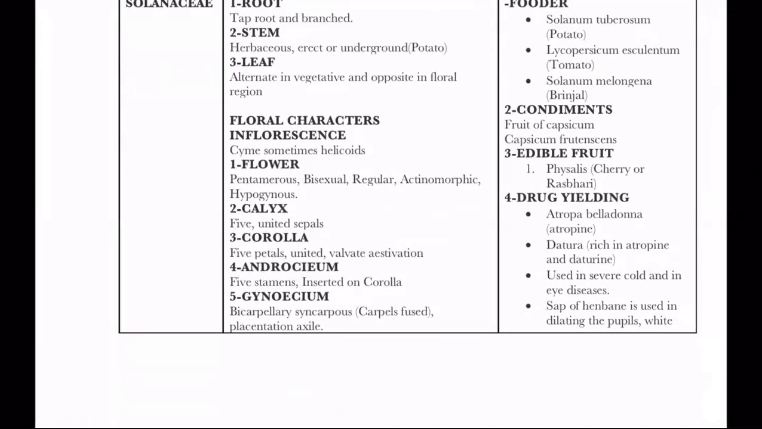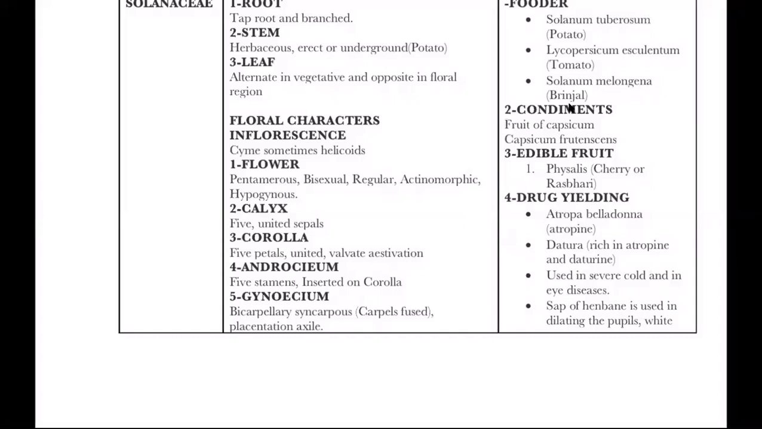Inflorescence is cymose, flowers pentamerous, bisexual, regular, actinomorphic. Hypogynous, epigynous. Hypogynous is when the ovary is superior. Calyx is 5 united. When 5 are united, what will we call it? United, combined or fused, what would we say? Five united sepals. What would we say? Very good. Not gamopetalous Mushtaq, gamosepalous. We are talking about sepals, right? It will be petalous when we talk about the corolla, okay?